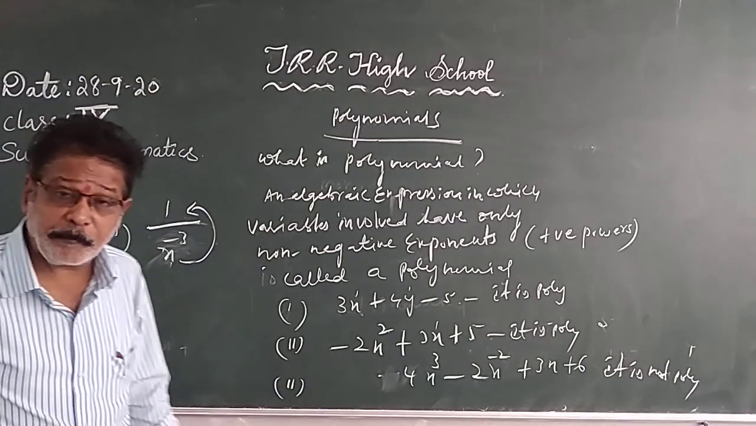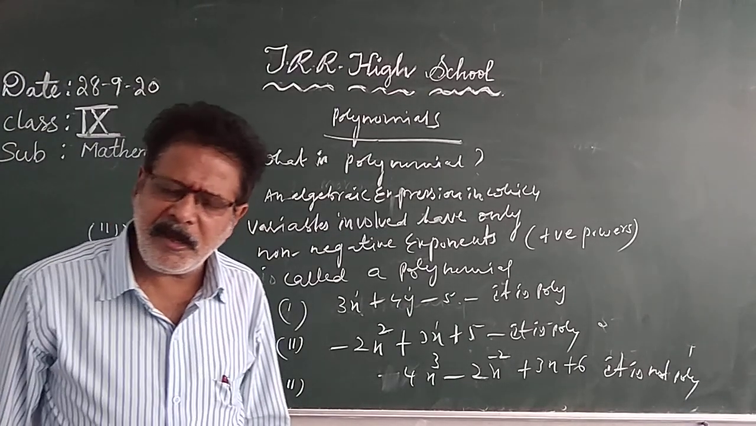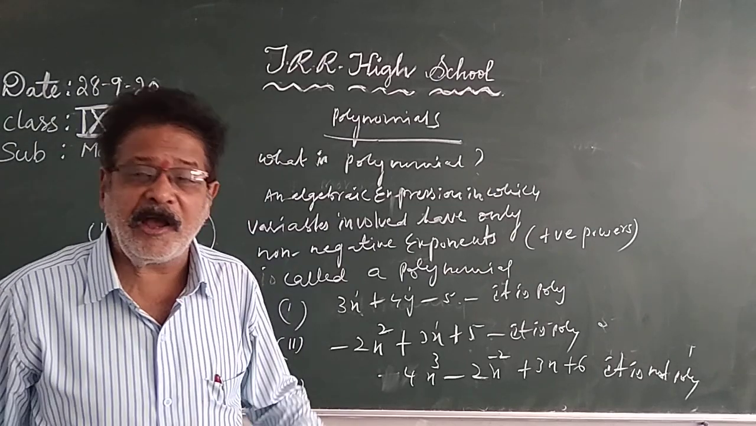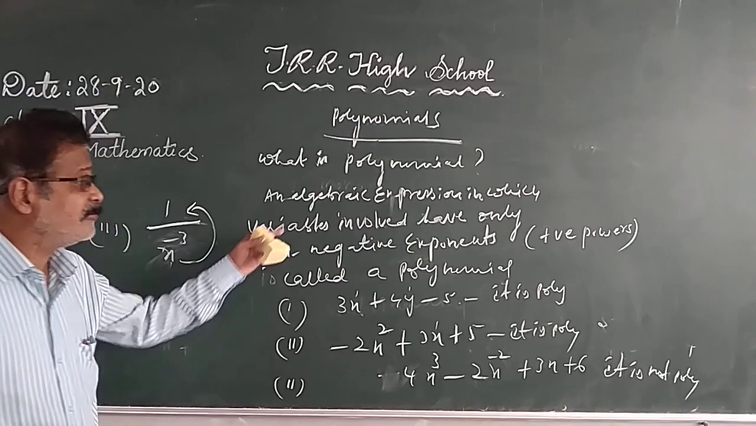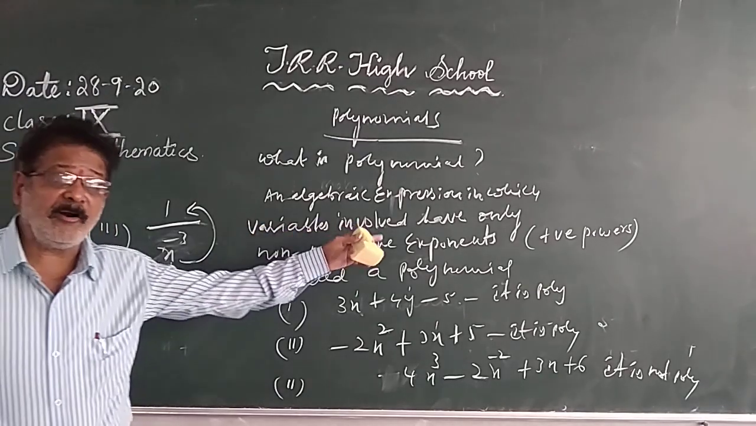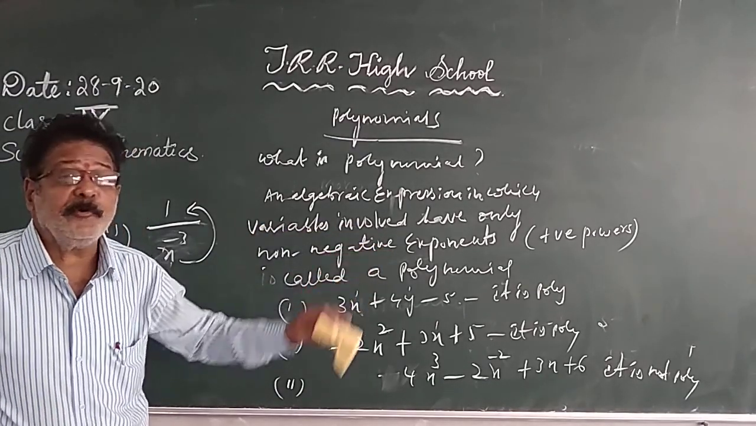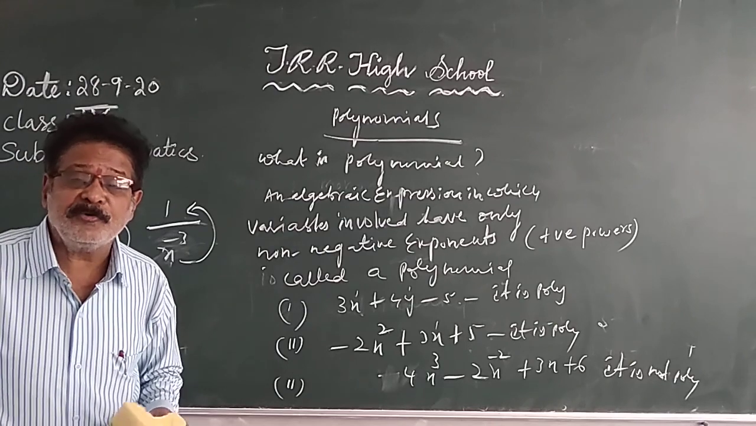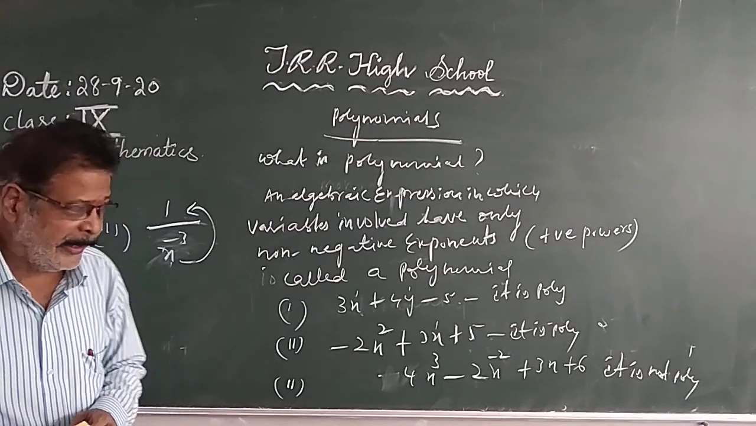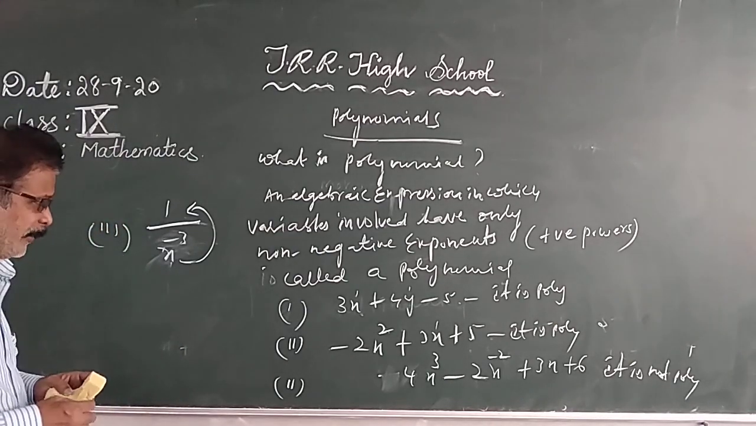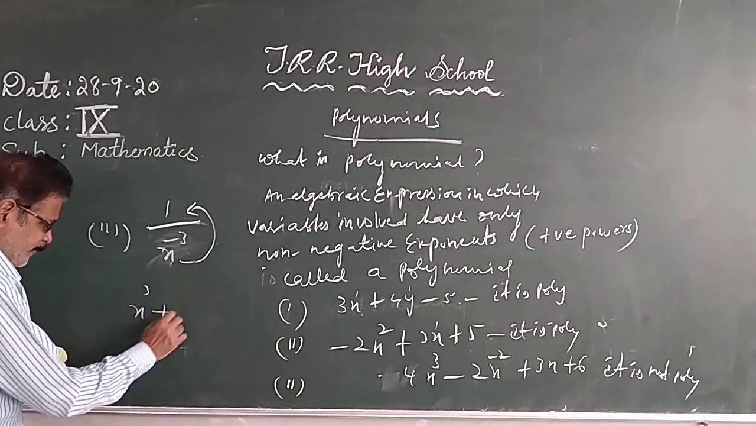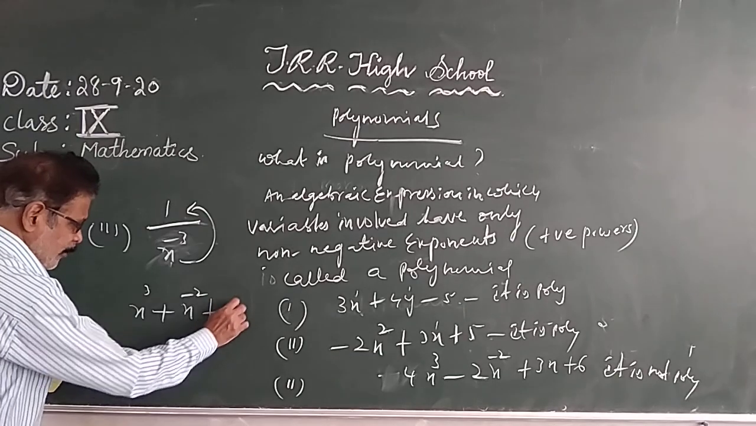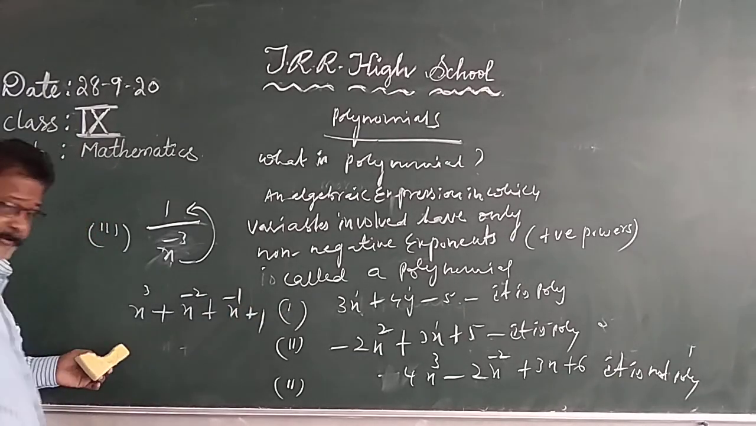So how can you identify the polynomials? Every algebraic expression must have the positive powers. So an algebraic expression in which variables involved have only non-negative exponents. Non-negative means it should have the positive exponents. For example, x cube plus x to the power of minus 2, x to the power of minus 1 plus 1. Is it a polynomial?